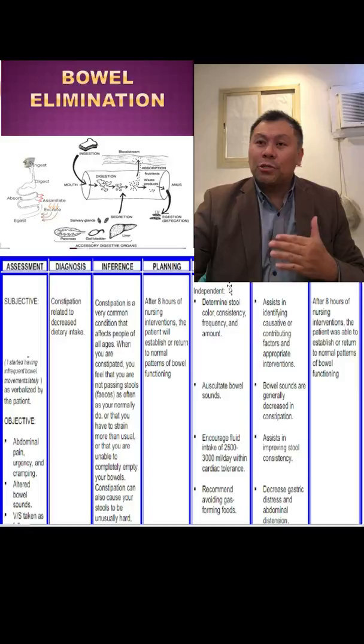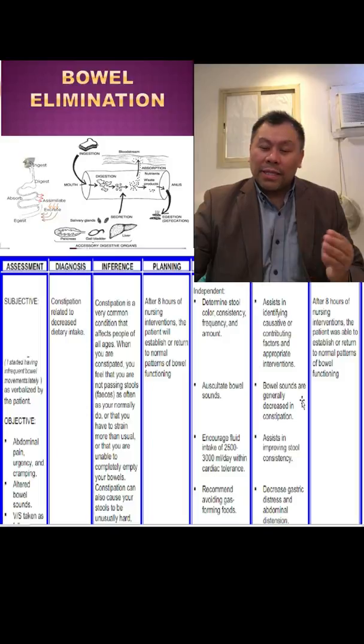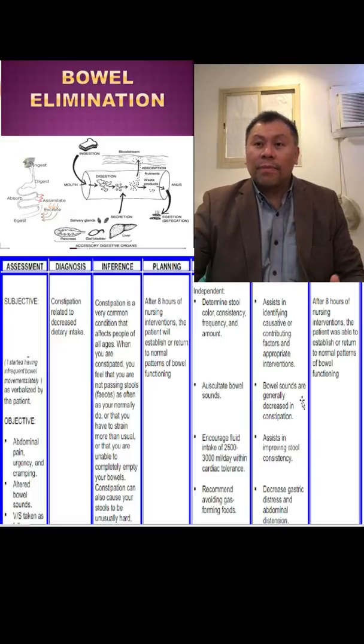And then, what are your interventions? The first independent interventions you're going to do is determine the stool color, the consistency, the frequency, and the amount. You are going to auscultate the bowel sounds. In every intervention you do, be sure you have the rationale. Now, what's the reason why you are going to auscultate the bowel sounds? You're going to check the bowel sounds because generally, if there's a decrease in bowel sounds, there is constipation. You're going to encourage your patient to take more fluid, at least 3,000 ml per day. That's normal. Now, within cardiac tolerance, you're going to recommend avoiding gas-forming food.